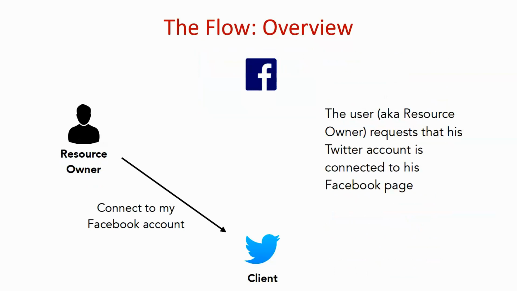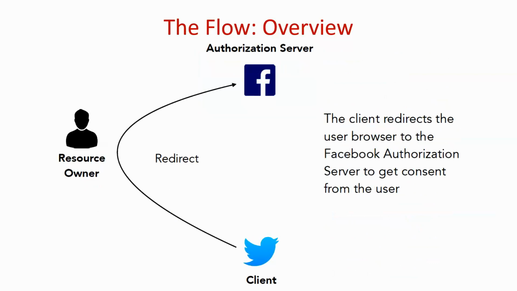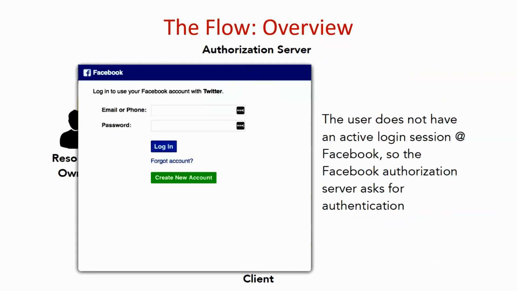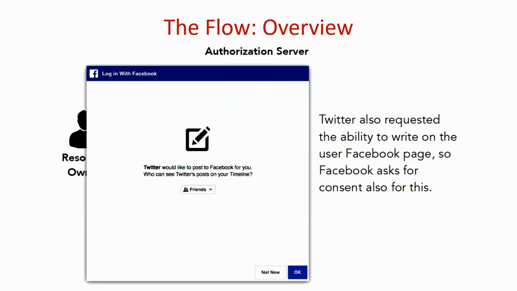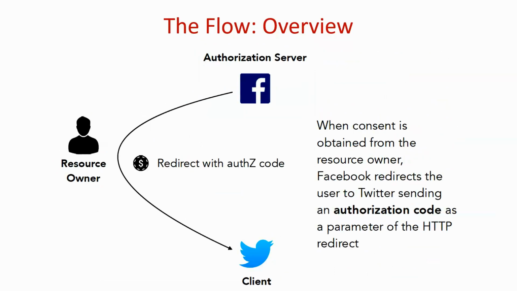So how will it work? First of all, the resource owner will go to Twitter and say, connect to my Facebook account. And then Twitter will redirect the resource owner to Facebook. And there, Facebook will actually prompt the resource owner to enter their credentials, their username and password, and then to give explicit permission to Twitter to access their Facebook feed. Okay. Once the user enters the correct credentials and provides the necessary approvals, the authorization server on Facebook will send back a token to the resource owner, and the token will be forwarded to Twitter.